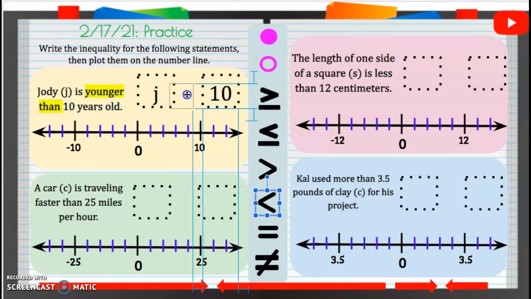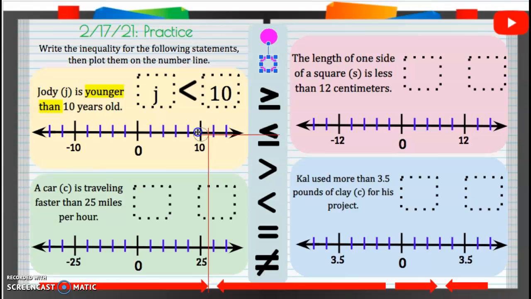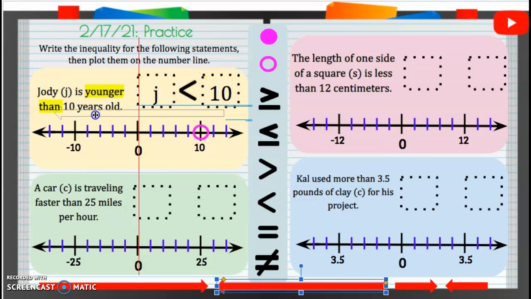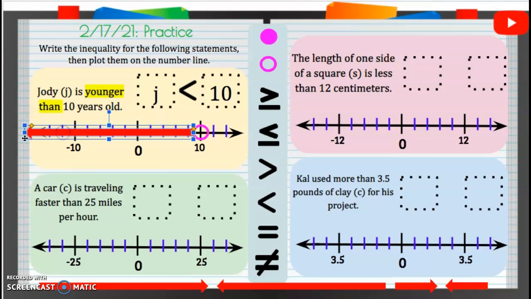So Jody is going to be anything less than 10. So we're going to have that less than. She can't be 10. She can't be older than 10. She's just younger. So we're going to have that less than. That means an open circle on that 10 there. And then we are going to shade anything to the left. This arrow kind of points to the left. So we are going to shade anything to the left here. So we have that open circle with that red arrow shading to the left.